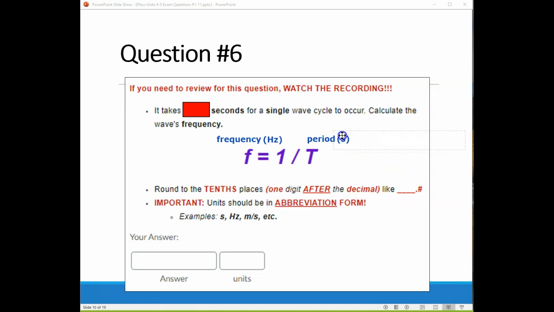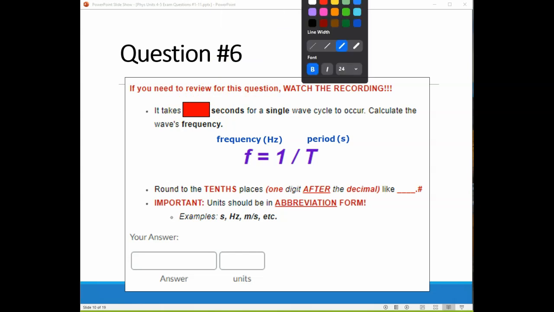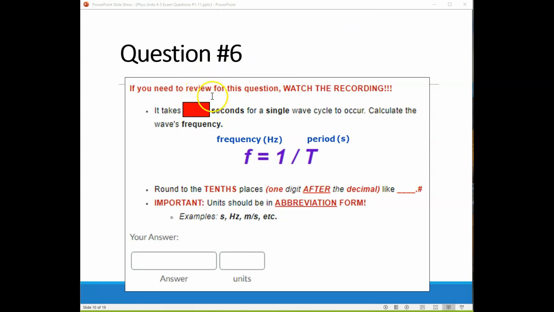All right, time for a single wave. The time it takes for a single wave to occur, calculate the wave's frequency. Taking a look here, if this is seconds right here, let's go ahead and label this. This right here should be my period. So we're going to take this number in seconds and plug that in for my period. In your calculator, you should put the 1 first, then divide it by your period, the time here in seconds, and that will give you your frequency.